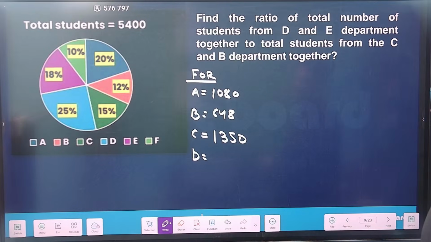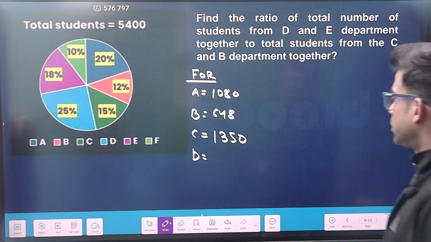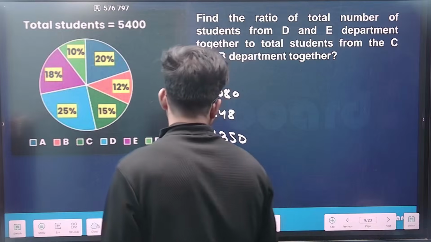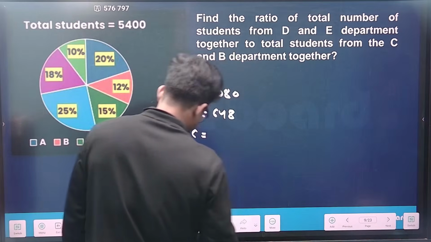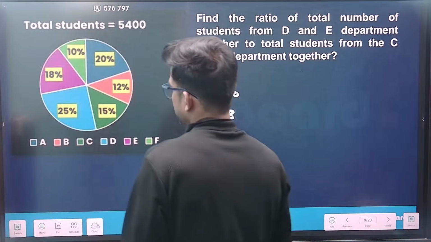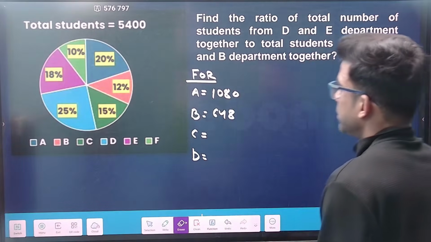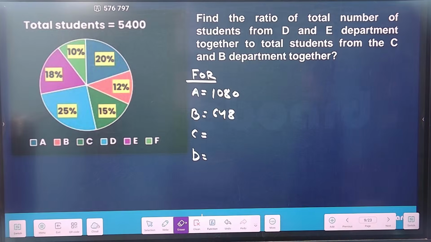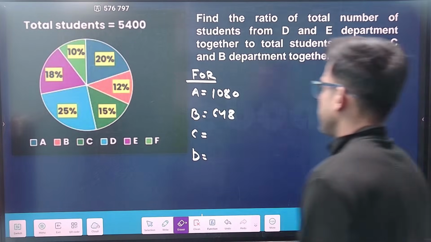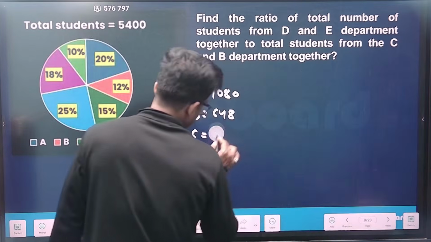I think, no, we have done wrong, no? D would be, here we have done wrong. Come on, C. As I said, now everyone should keep in mind. C is how much? C is green, 15%. So 54 into 15 would be how much? 810.